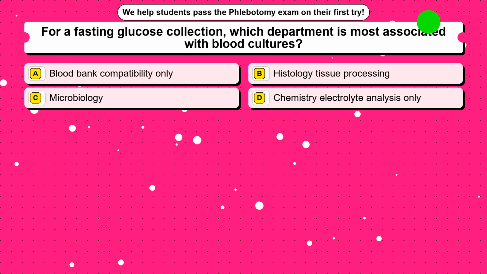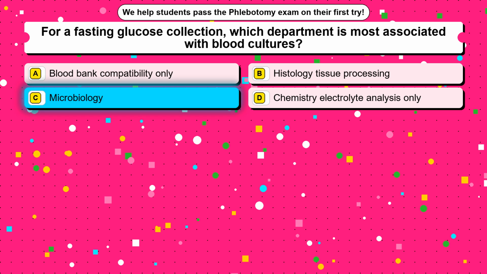Question 95. For a fasting glucose collection, which department is most associated with blood cultures? Option A, blood bank compatibility only. Option B, histology tissue processing. Option C, microbiology. Option D, chemistry electrolyte analysis only. The correct answer is option C, microbiology.